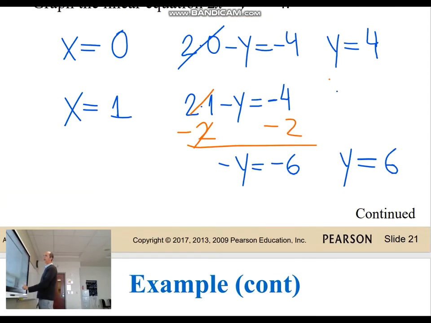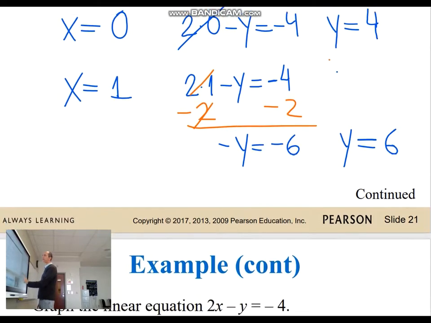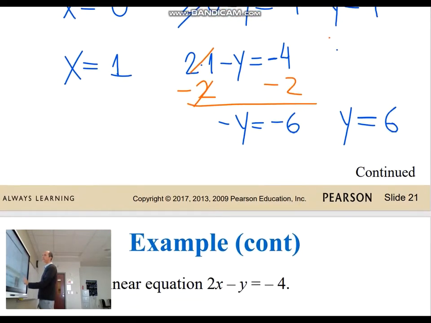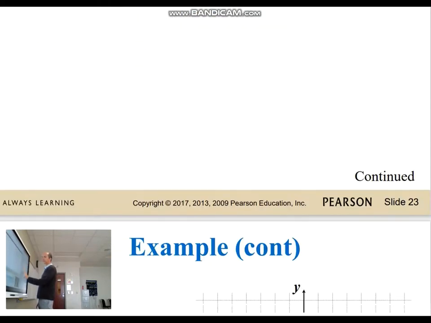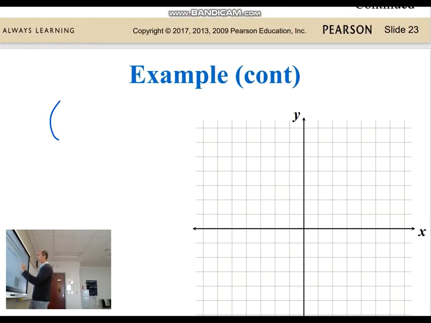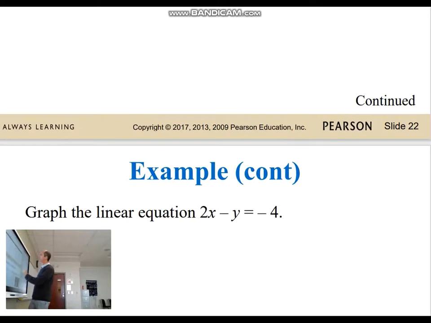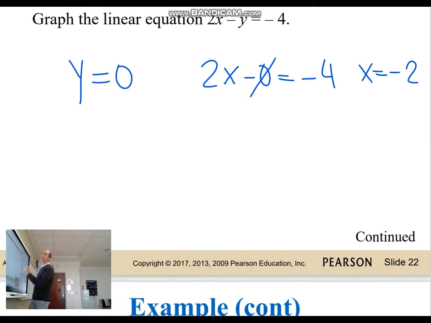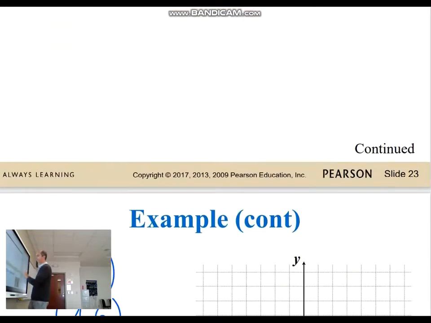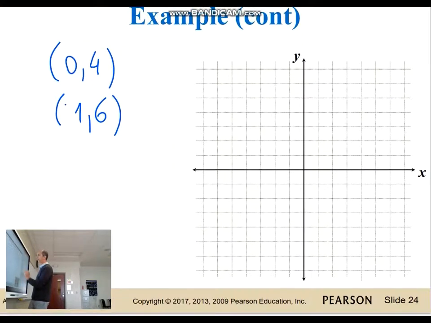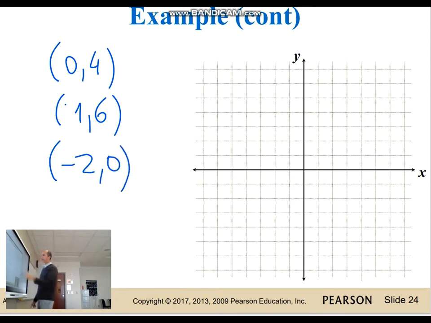So we will have x equals 0, y equals 4; x equals 1, y equals 6; and finally x equals negative 2, y equals 0. So 0 and 4, 1 and 6, and negative 2 and 0. We have 3 points.